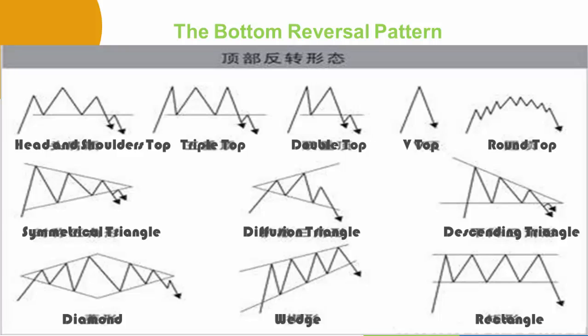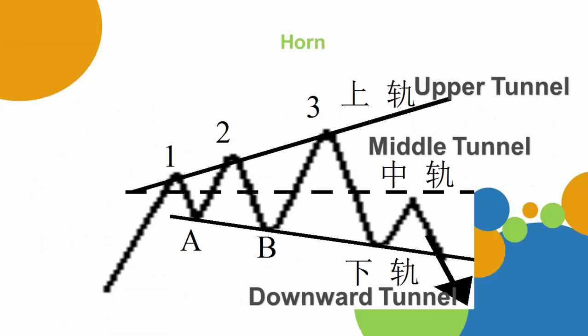Okay. This is the bottom reversal pattern. This is the top reversal pattern. Okay. The next one is diamond. This is a diamond pattern. This is the wedge. This is the rectangle pattern. Okay. So all these patterns are top reversal patterns. You should remember, not the bottom reversal. If you see the pattern like this, you should sell. Prepare to sell. Okay. So we can see next one.